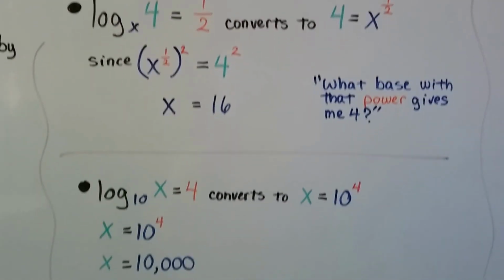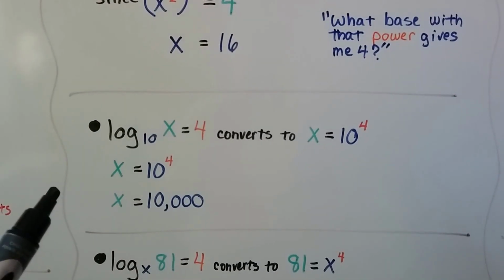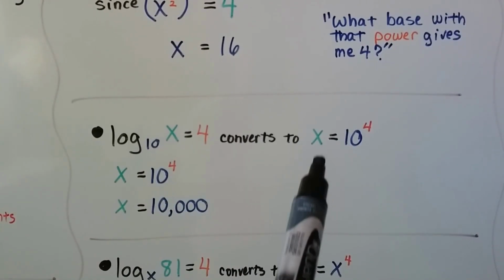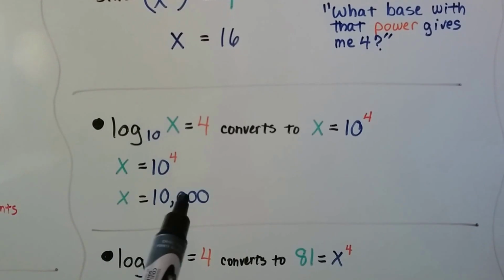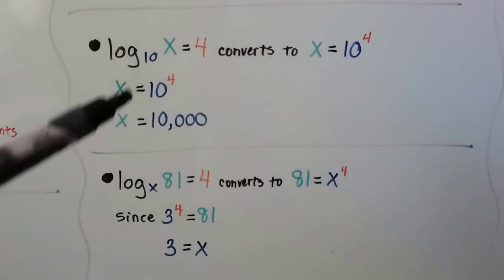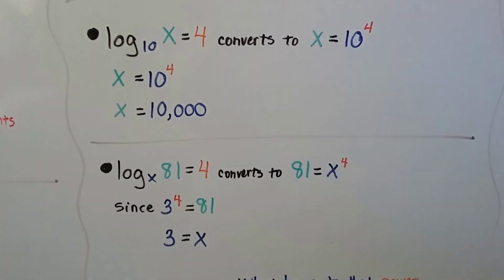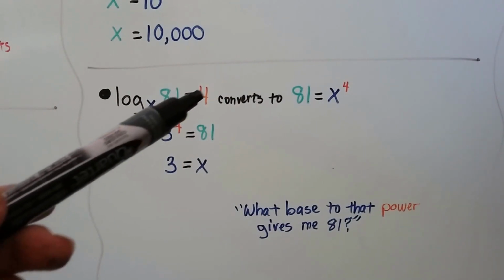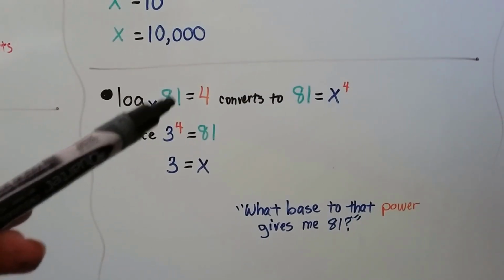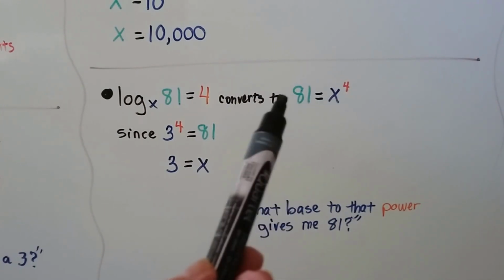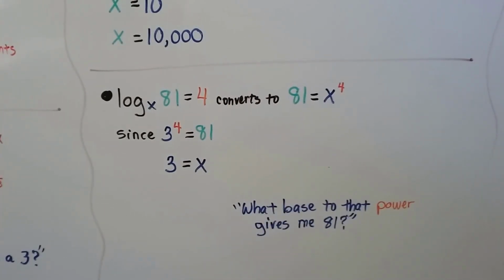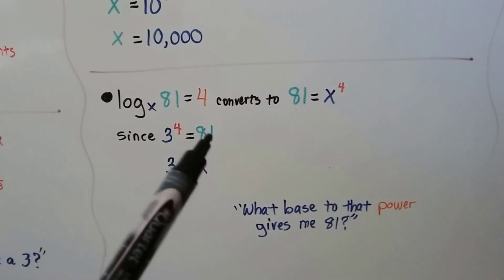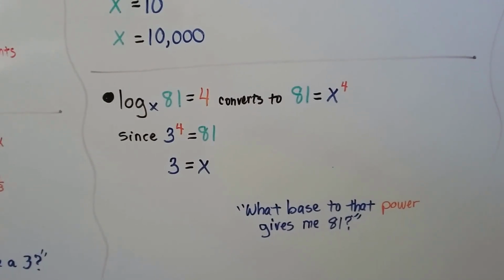Now we have log base 10 of x equals 4. Now we've got the base, but we don't have the argument. We've got our exponent. So x is equal to 10 to the 4th. Well, that's just 10,000, isn't it? It's a 1 with 4 zeros, because that exponent is 4. We've got log base x of 81 equals 4. So we've got our exponent 4. We don't have our base, and it has to equal 81. So what base to that power 4 gives me an 81? A 3. 3 to the 4th power equals 81. So we know it's 3.